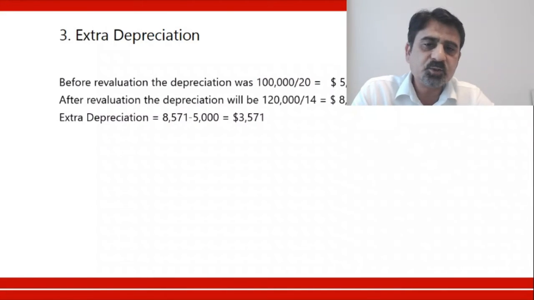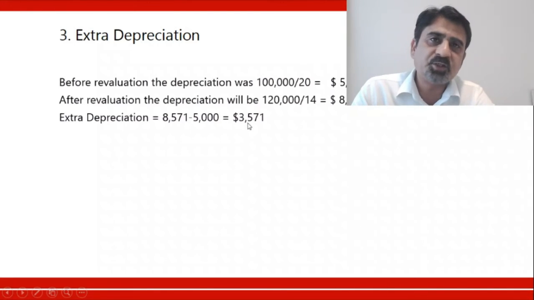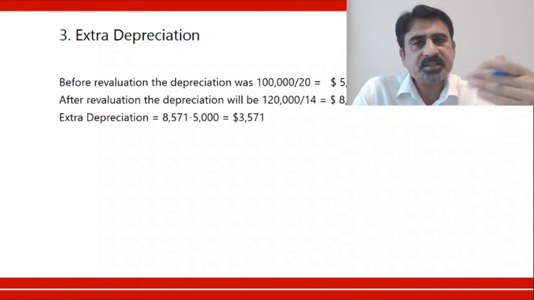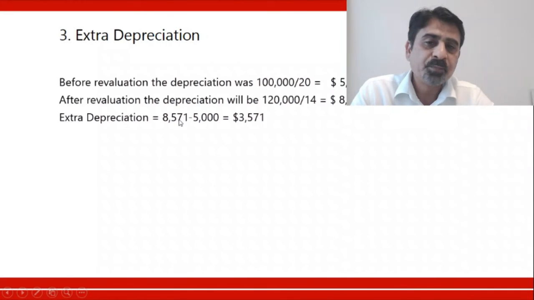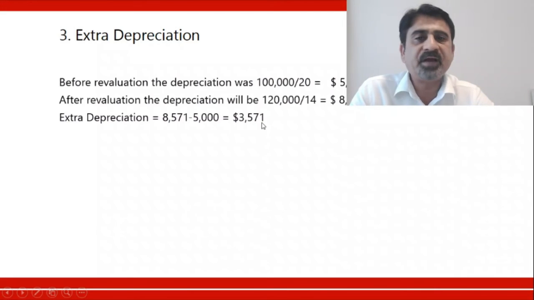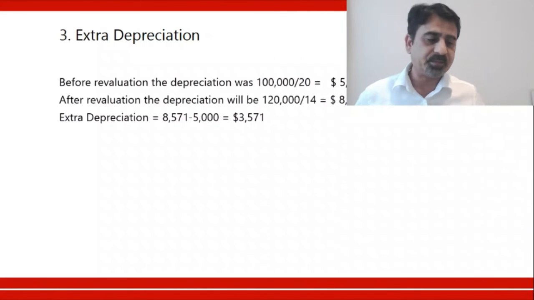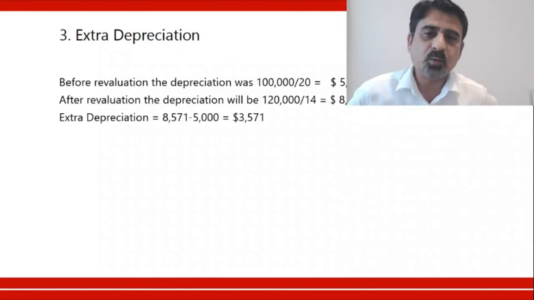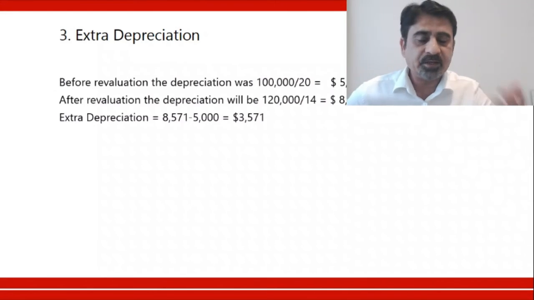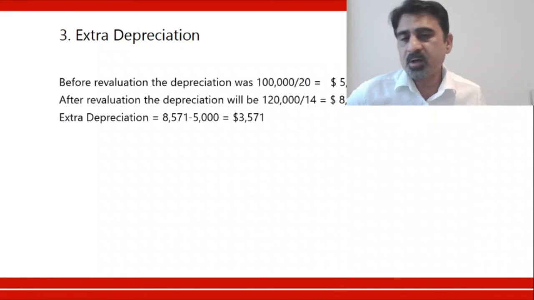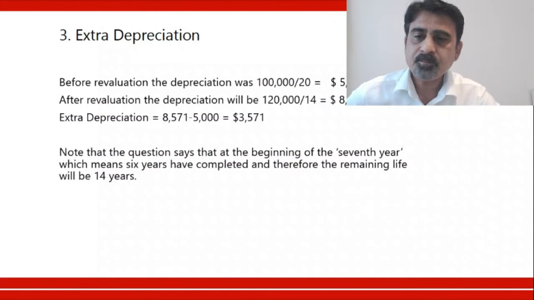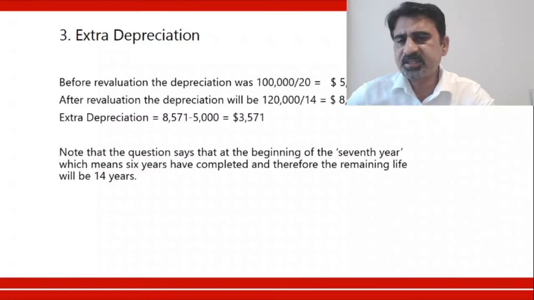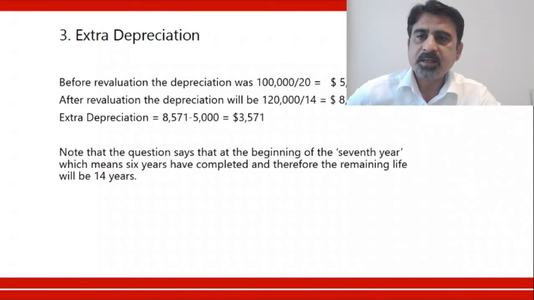And the difference between these two depreciations is called extra depreciation. So from year 1 to year 6, we were charging 5,000 in the income statement. From year 7 onward, we will start charging depreciation expense of 8,571. This additional depreciation is 3,571. This is an extra hit to our income statement, so it is going to decrease our profitability, because in revaluation we have increased the value of the asset, which has caused depreciation expense to increase, and therefore the profitability will be affected. So this is just an explanation of the life of the asset and extra depreciation.